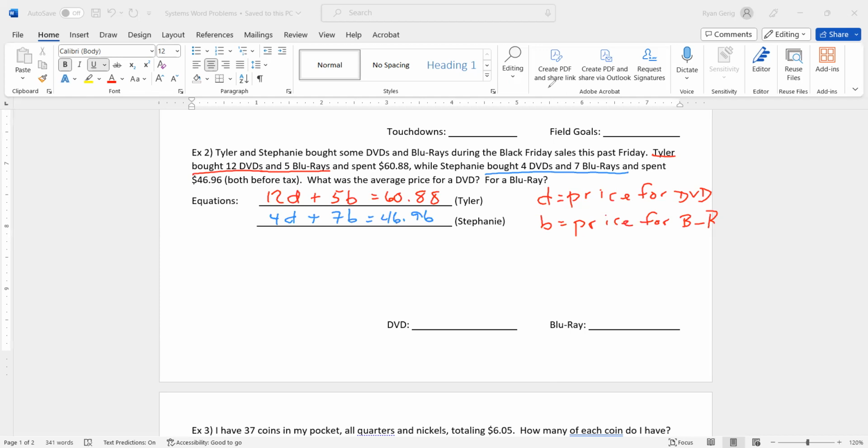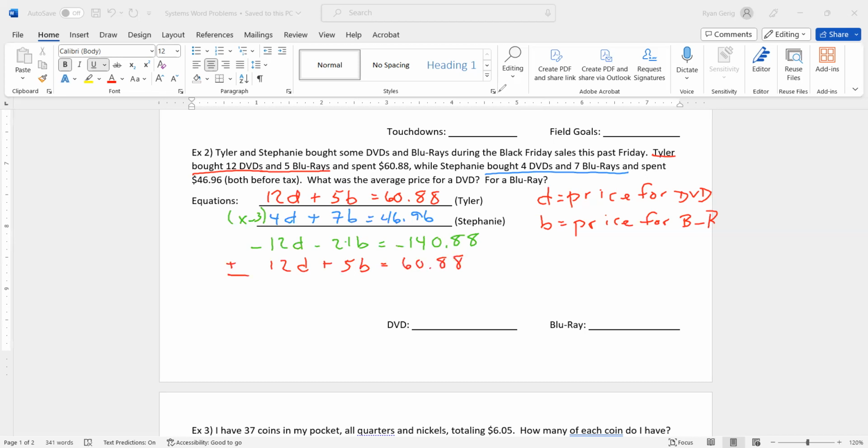All right, there's my equations. Hopefully you're realizing this is pretty clearly elimination because both of them are in standard form. I'm going to multiply this bottom one by -3, which is going to give me -12D, -21B, and negative something. 46.96 times -3 is -140.88. I'm going to drop down my red equation here just to line everything up. Good habit to get into.